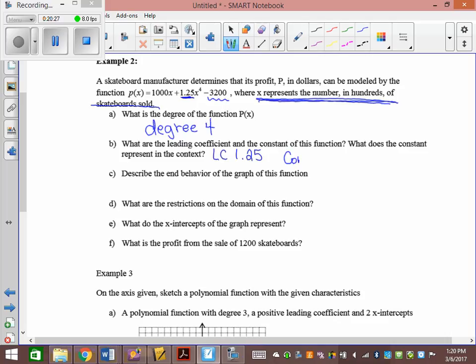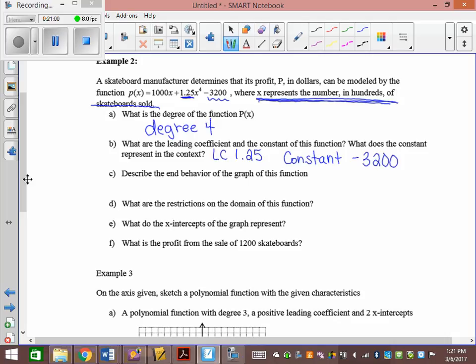So the constant. Now, what the heck does that represent? Remember, the constant is when x equals 0, right? It's your y-intercept. The constant is just your y-intercept. So at the y-intercept, when x equals 0, what does x represent again? In hundreds, the number of skateboards sold. So what we're saying is when we sell no skateboards, when x equals 0, we actually have how much?